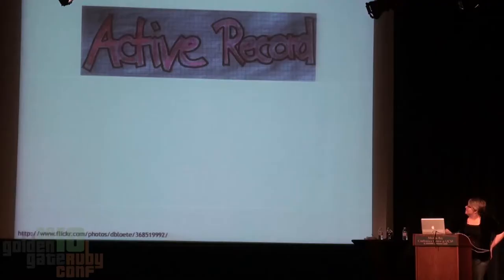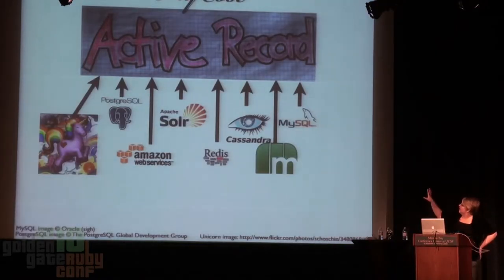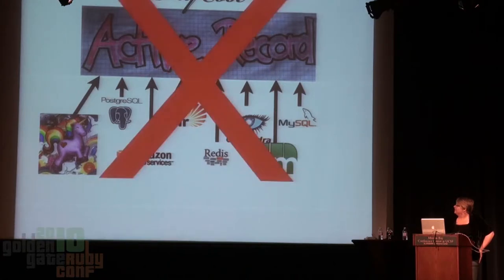I'll have all my little data stores down here. I'll have all my code on top. Everything will go through Active Record. It'll be really happy. But the problem with this is that it just doesn't work that way, sadly. And it's not ever going to.